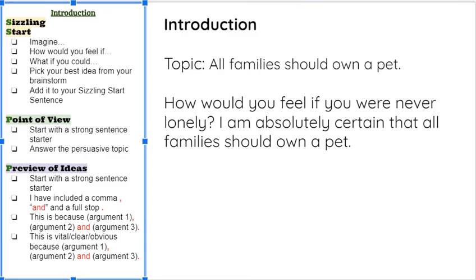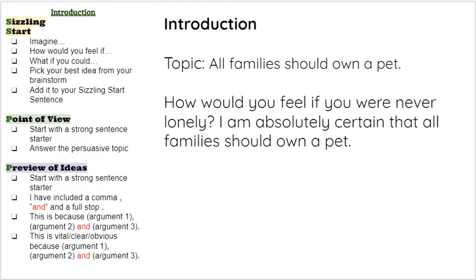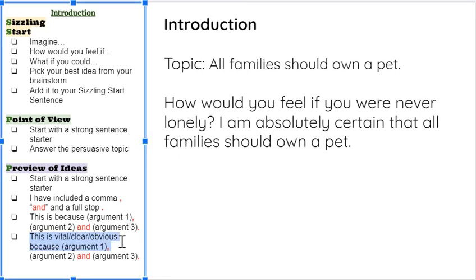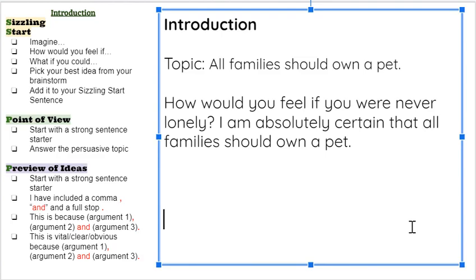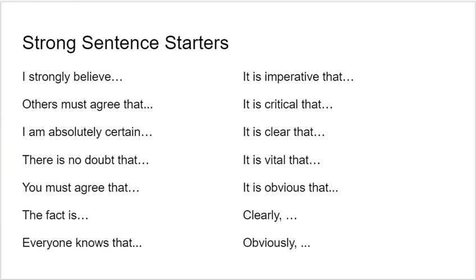So this is because, what was our first argument? This is because you will be more responsible, you will be more healthy, and you will gain protection. So that's an example of one. Or you can use one of these. You can use this is vital, or this is clear because, or this is obvious because. So you can pick and choose what you want, or maybe you don't want to use any of those strong sentence starters and you want to pick something else from here, which is fine as well.